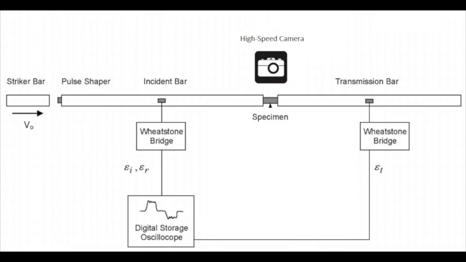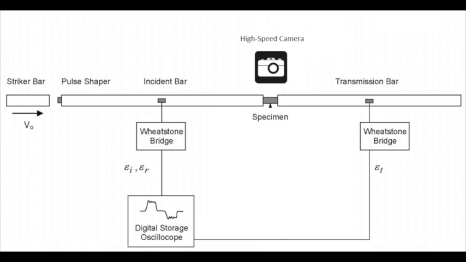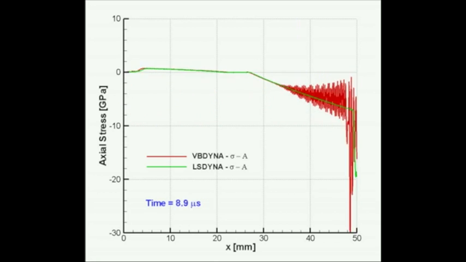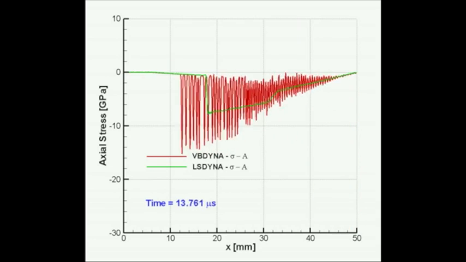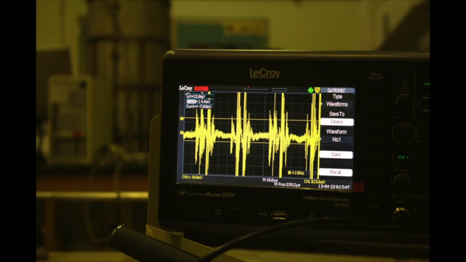The transmitted wave passes through the specimen, causing plastic deformation, and then is propagated into the transmission bar as a compressive pulse. The reflected wave propagates back down the incident bar as a tension pulse. The magnitude of the strain experienced by the bars during this process is measured by strain gauges, which are connected to an oscilloscope.